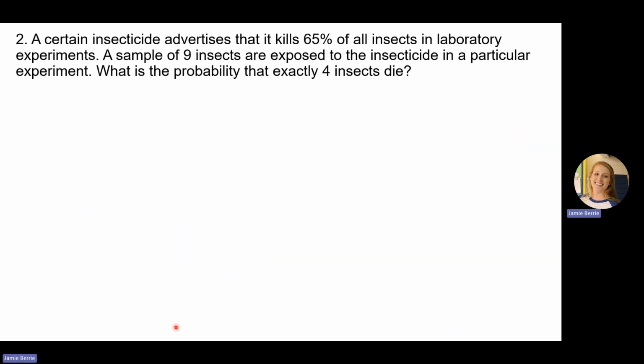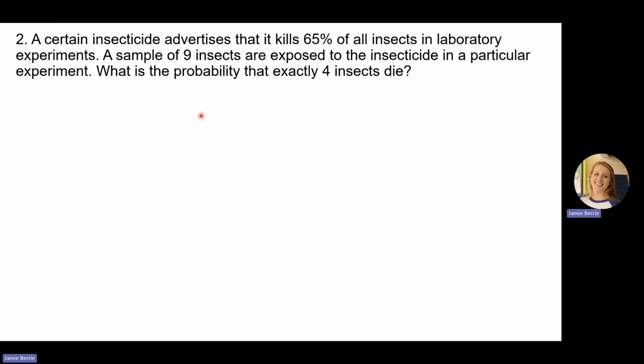All right. Next, it says a certain insecticide advertises that it kills 65% of all insects in laboratory experiments. Okay. So a sample of 9 insects are exposed to the insecticide in a particular experiment. What is the probability that exactly 4 insects die?